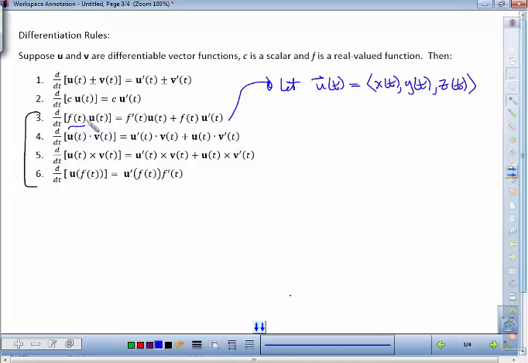We can assume that we have another function f of t that's all differentiable and nice. So let's take a look at what f of t times u of t is equal to. Now, f of t times u of t, I'm going to need a little bit more room here.